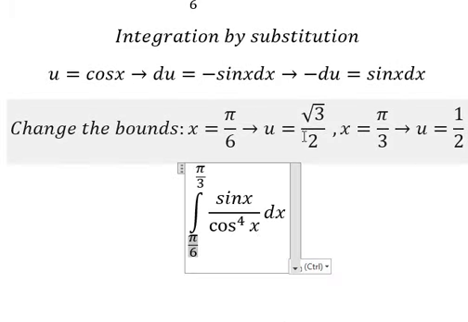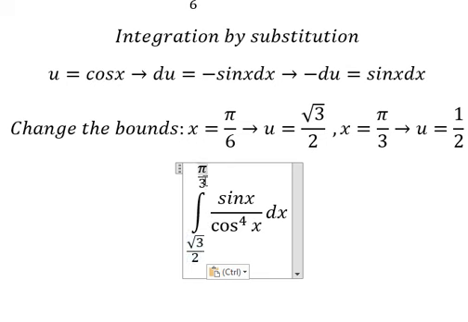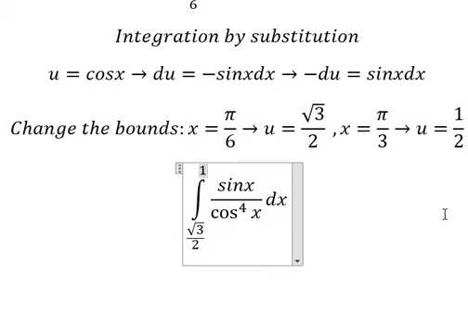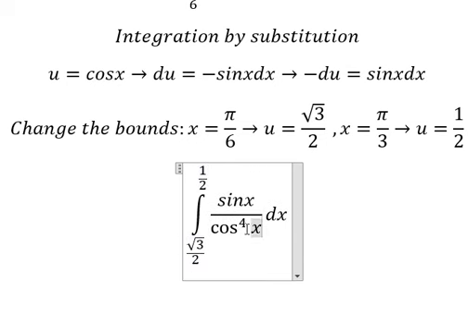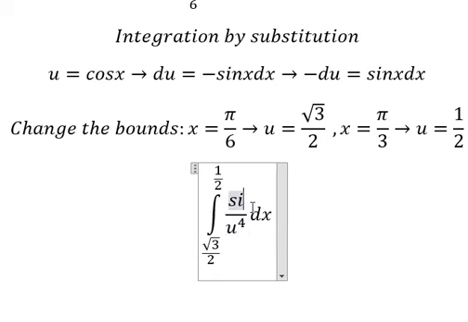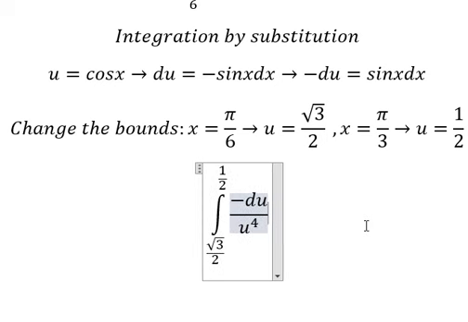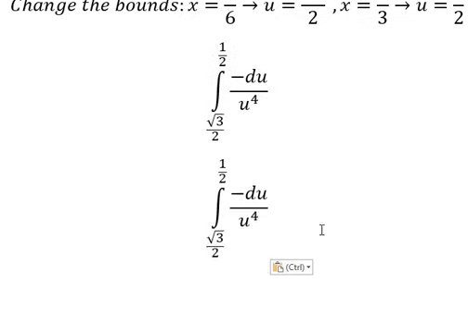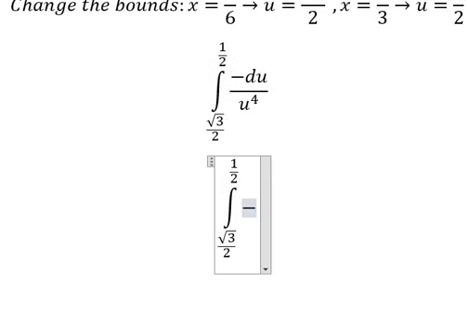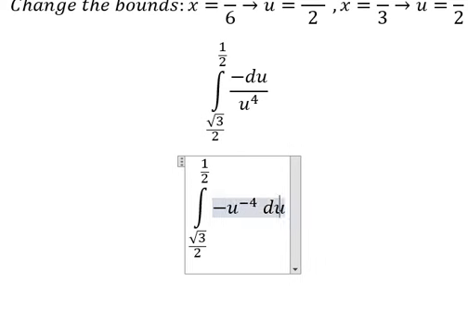This one is about this one. This one is about 1 over 2. This one is about u. Sine x dx we change for negative du. So this one we can put negative u to the power of negative 4.